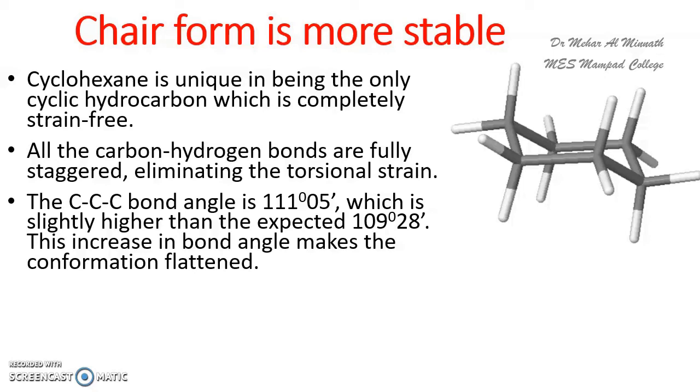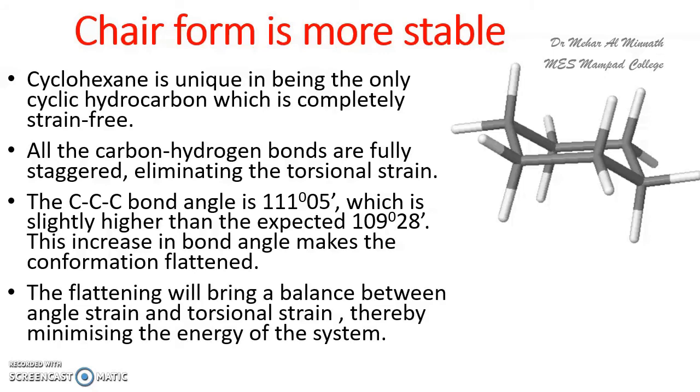And this slight increase in the bond angle of chair conformation from the tetrahedral bond angle, in fact, is a stabilizing factor. This slight increase in bond angle flattens the conformation, and this flattening will bring a balance between the angle strain and torsional strain, thereby minimizing the energy of the chair conformation. So these are only a few aspects we need to know. There are more stabilizing factors. We shall discuss those in detail later.